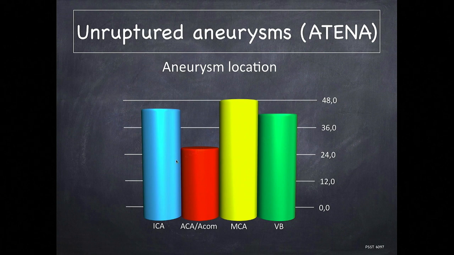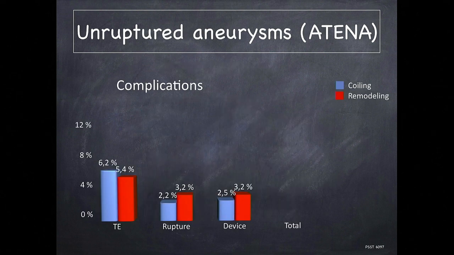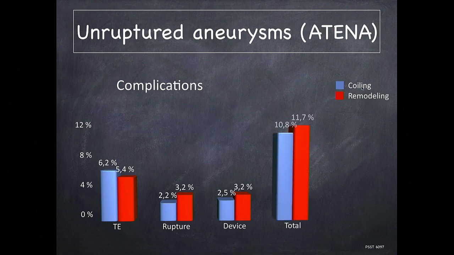If you compare the coiling and the remodeling technique, there was no difference between the patients being treated with coiling and remodeling technique. It was not statistically different regarding overall complication rate, regarding thromboembolic complication, and regarding perioperative rupture.